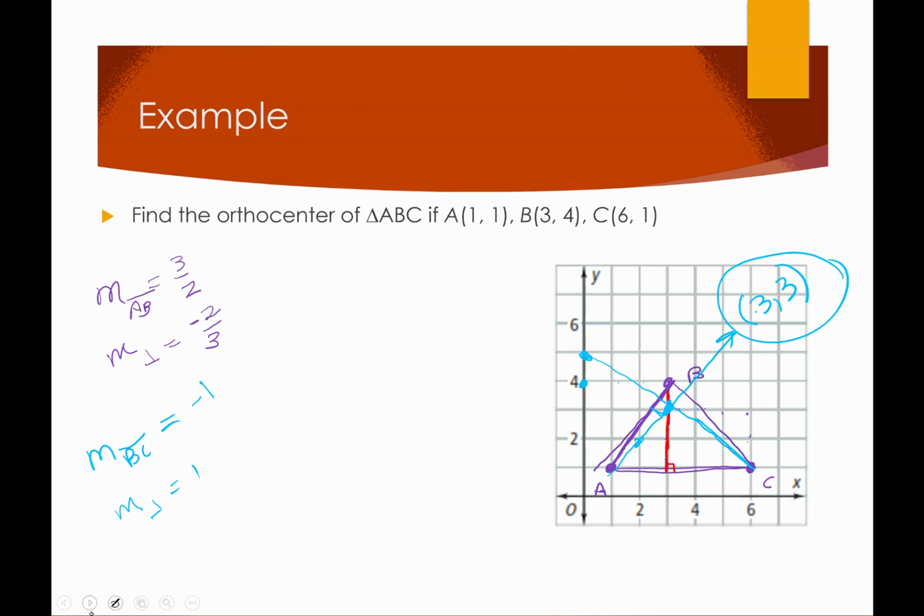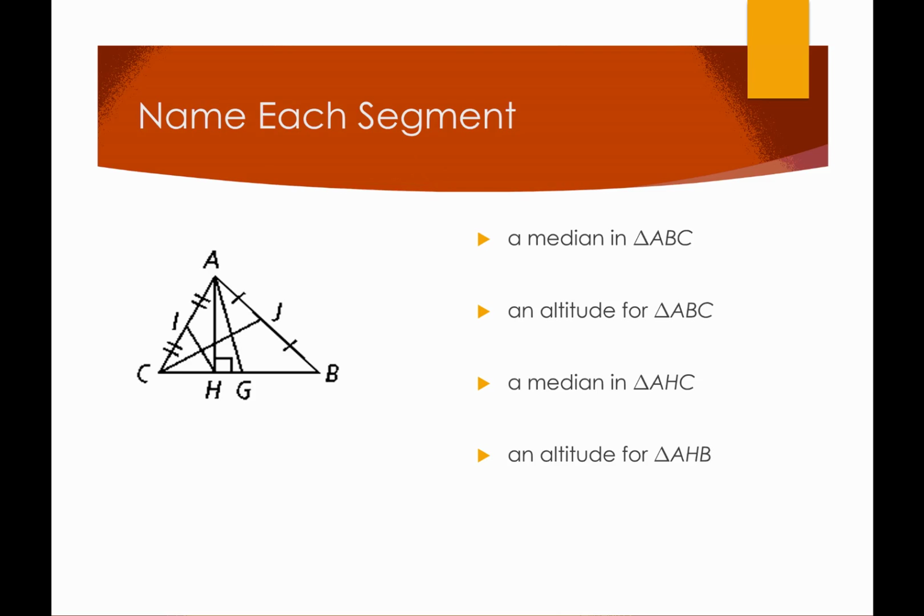All right, so we got a whole bunch of different lines. We have a median in triangle ABC. So the big triangle, what's a median? Remember, a median goes from the vertex to the midpoint of the other side. So our median is going to be CJ. And for the altitude for the big triangle ABC, we're going to be looking for that perpendicular. So here's my perpendicular. So that's going to be AH.